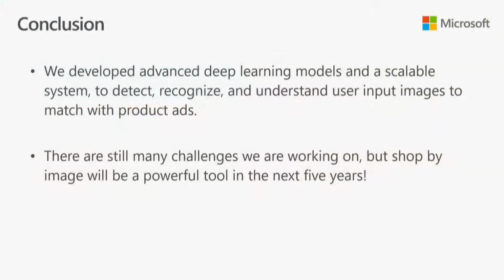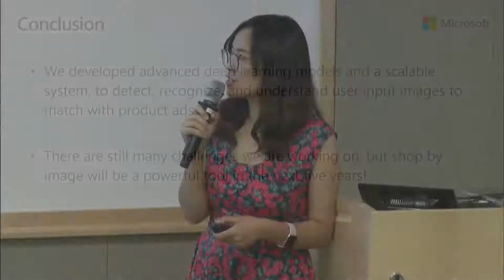That's all about the work. So we provide a solution for visual search. We developed deep learning models and a scalable system to detect, recognize, and understand the user input image to match with product ads. There are still a lot of challenges we are facing, so it's still not perfect. We are working on that. But shopping by image is a very powerful way, and in the next 5 years, if you are doing shopping online, definitely it's a very good way. That's all about my talk.